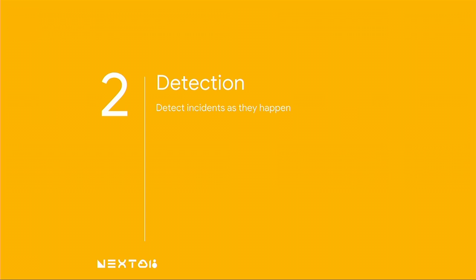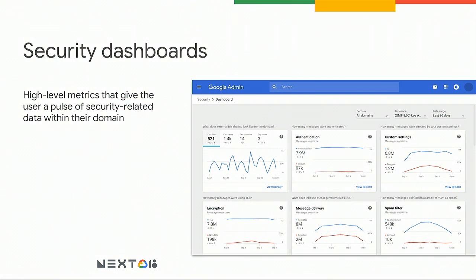The next category that I want to talk through is detection. So how do we detect issues quickly? I mentioned earlier the security dashboards. This is an area where we give you an overview of important metrics, and we help you get a pulse of what's going on in your organization. The idea is to quickly glance across and understand what's happening.